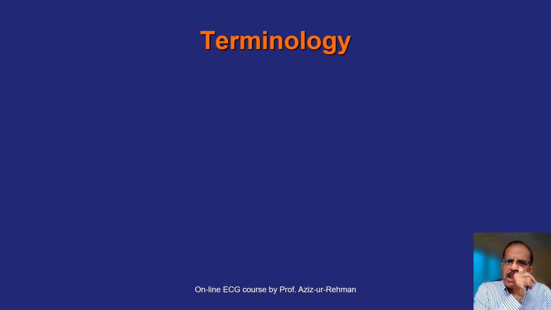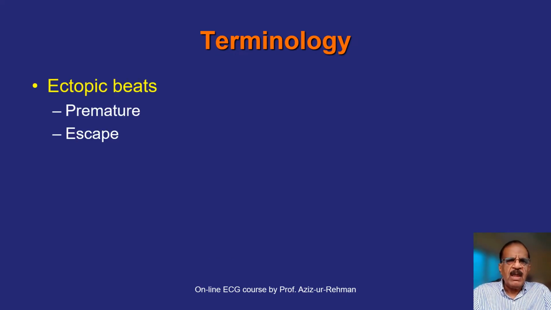First, let me introduce some terminology. Ectopic beats may be of two types. Ectopic means that something coming from outside SA node. So that would be ectopic. It may be premature beat, and the name says this beat is ectopic, but it comes before the next expected sinus beat. Then there could be escape beat. This is also an ectopic, but this comes once the next expected sinus beat does not come in its time. So this is in a way actually lifesaver.